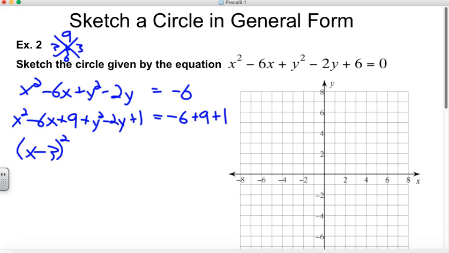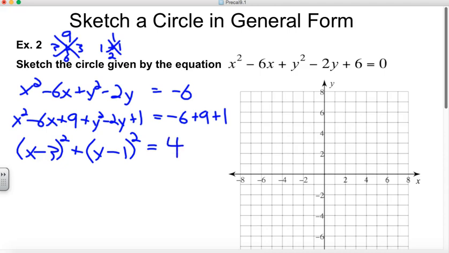All right, same thing for the y. We're going to factor y squared minus 2y plus 1: what multiplies to be 1 and adds up to 2? Actually 1 and 1. So we're going to have a y and a 1, and it's going to be minus on both. So it'll be y minus 1 squared. And then that's going to equal, we're going to add up these numbers: -6 plus 9 plus 1 is 4.